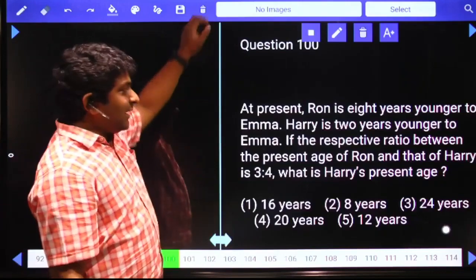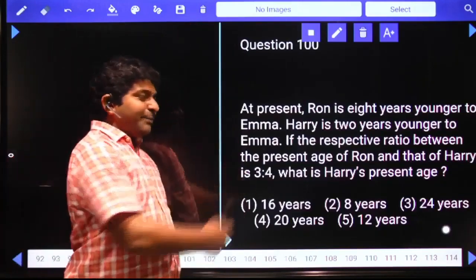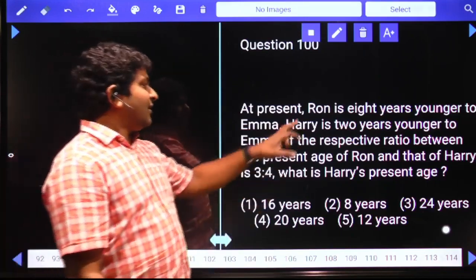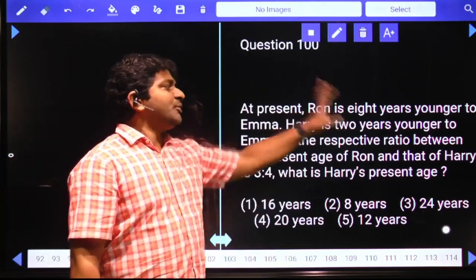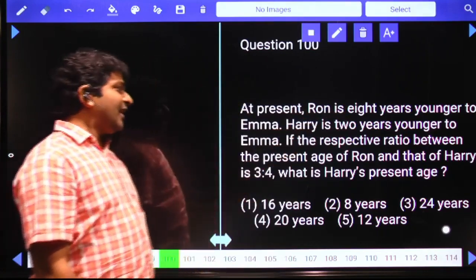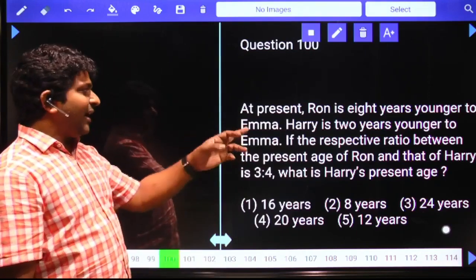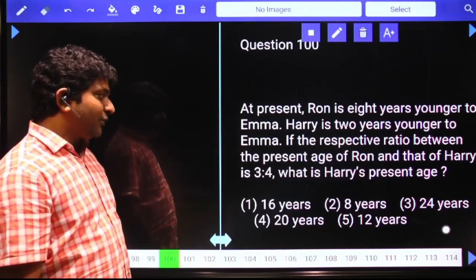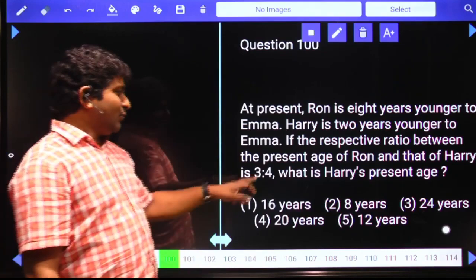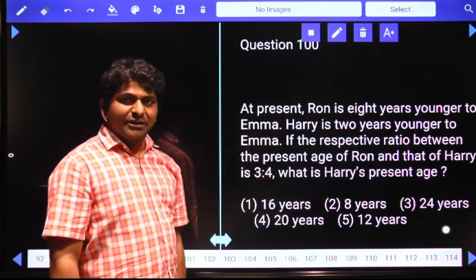At present, Run is 8 years younger than Emma. Not only at present, any year, the age difference between Run and Emma should be equal to 8 years. Harry is 2 years younger than Emma. The respective ratio between the present ages of Run and Harry is 3:4. What is Harry's age? Harry's age, which is equal to 4 parts, so the answer should be a multiple of 4. All the options are multiples of 4.